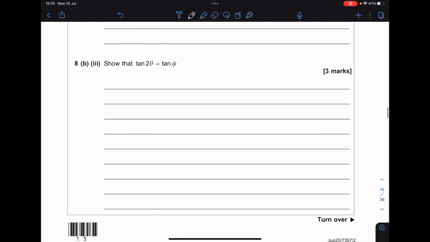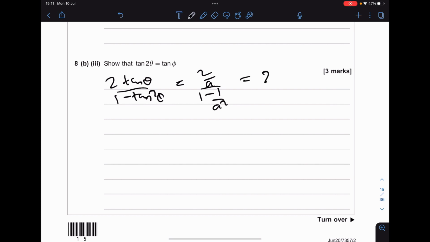Show that tan 2 theta is tan phi. Well, we know tan 2 theta is 2 tan theta over 1 minus tan squared theta. That's one of the ones that I expect everyone to remember, which is the same as 2 over a divided by 1 minus 1 over a squared, which is exactly the same as, we can see, 2a over a squared minus 1, which is indeed tan of phi. Okay.